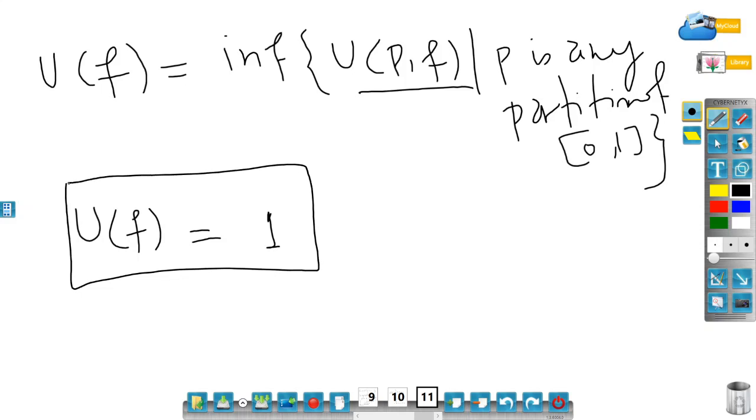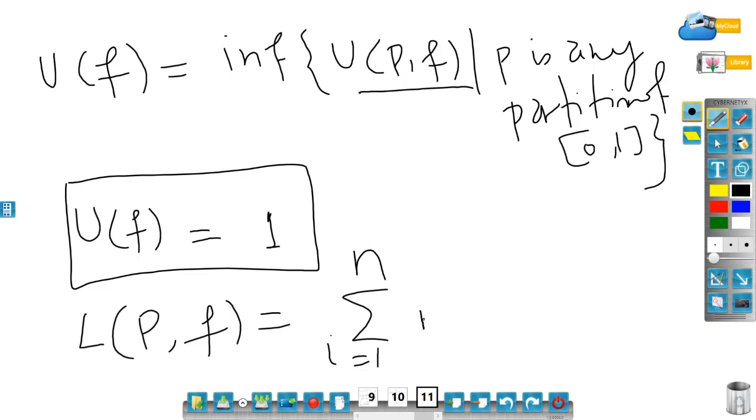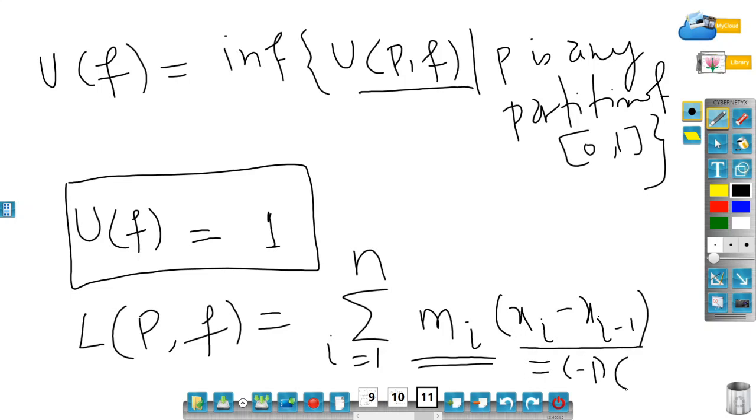Now we have to find out LF. So let us write down what LPF is. LPF is equal to the summation, i goes from 1 to n, of small mi times (xi minus xi-1). Again, this small mi is nothing but minus 1, because of the density theorem: between any two rational numbers there are infinitely many rational as well as irrational numbers. So this will be minus 1, and the difference will give you 1 minus 0.